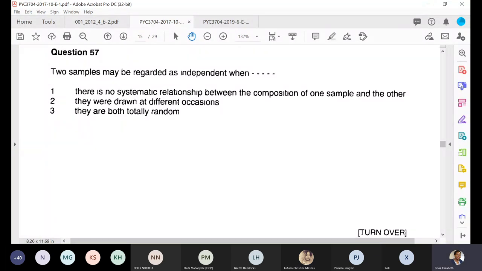Question 57. Two samples may be regarded as independent when there is no systematic relationship between the composition of one sample to the other. They were drawn at different occasions. They are both totally random. One. That will be number one. Because there should not be any bearing between the two samples. Even if they were selected when, they should not have any relation.